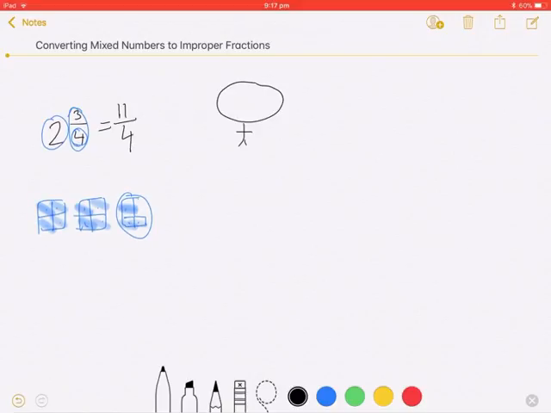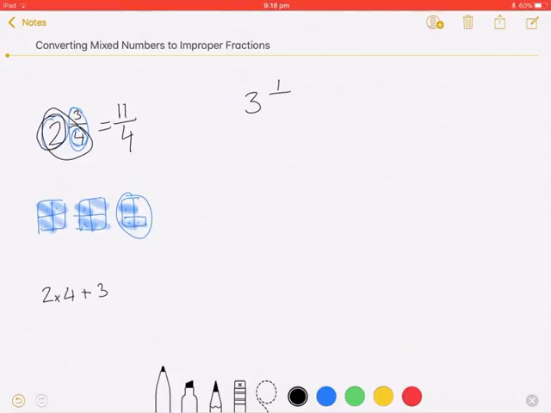Now, some of you have already clued into, during class time, an easier way to do that. You know that because 1 whole is 4/4, 2 wholes is 8/4. So what I've seen you doing is going 2 times 4, which is this bit here, and then adding 3, which will work just fine. So let's do another one.